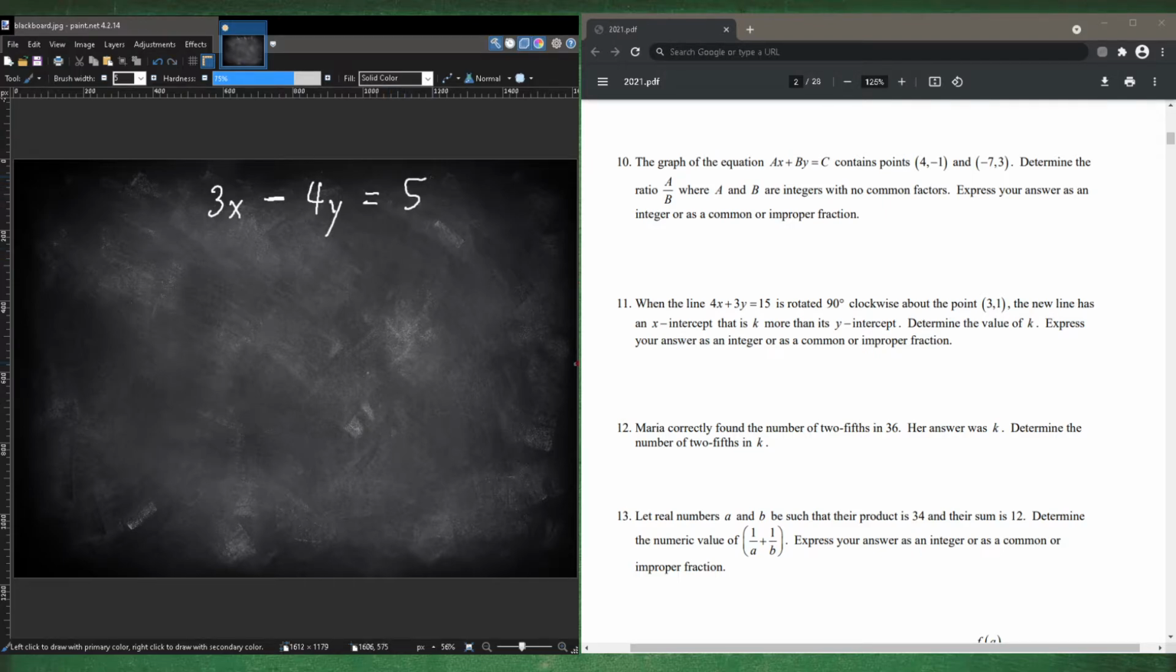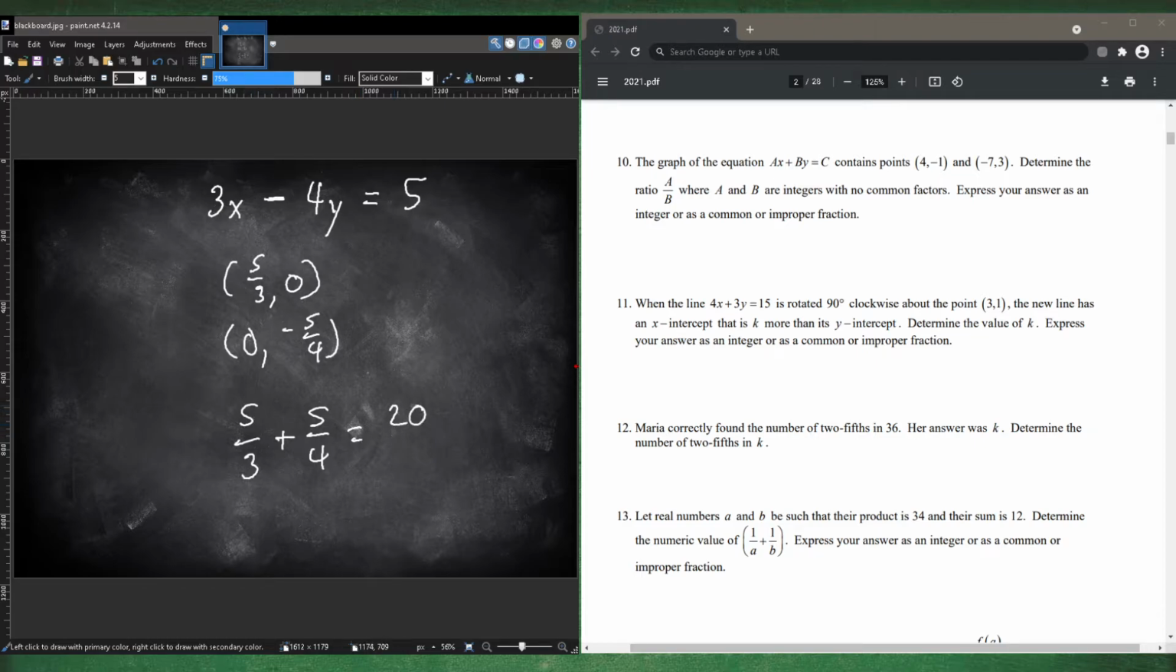Now to find the x-intercept and the y-intercept. So the x-intercept is 5 divided by 3, and then 5 divided by -4 for the y. Okay. Now to find how much bigger the x-intercept is than the y-intercept, subtract these two. So 5/3 minus -5/4. So that's the same thing as adding.